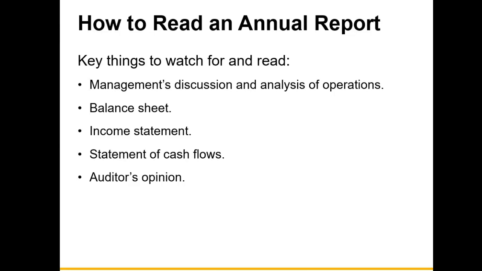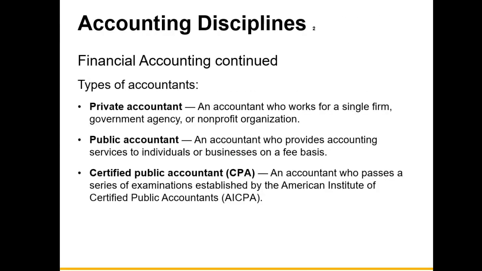In essence, we want to know: does the information shown on these statements reflect what actually took place for that company over a certain period of time? The auditor would tell us if the company followed the accounting principles when they prepared their financial information. Now, there are different types of accountants. You have private accountants, public accountants, and we'll talk about what it means to be a certified public accountant.